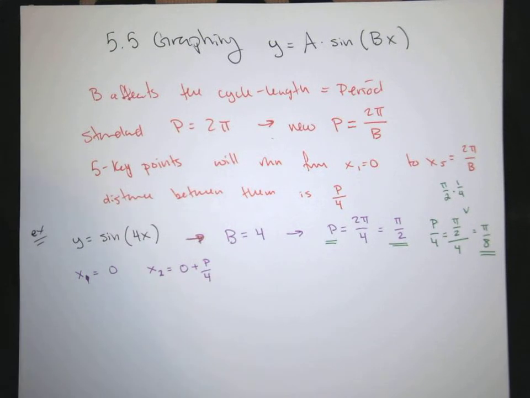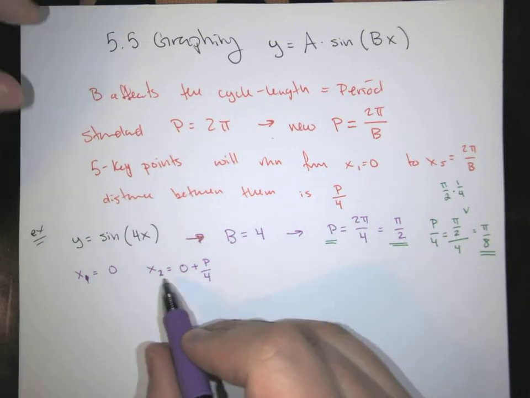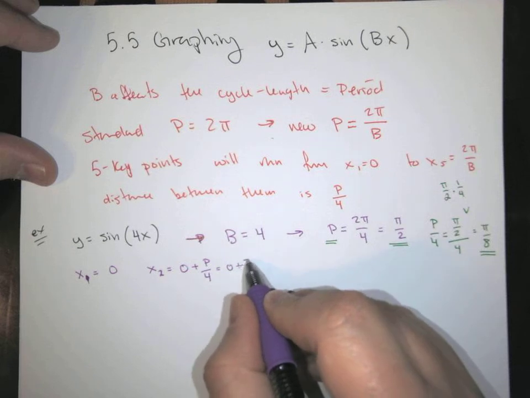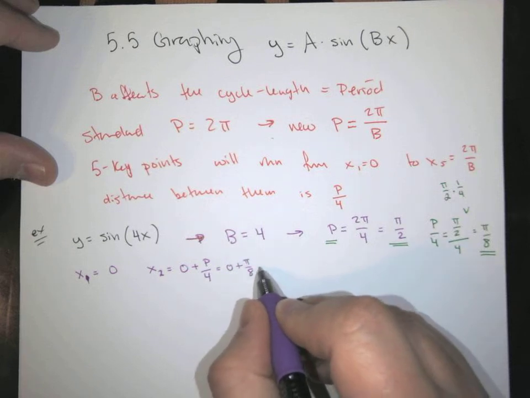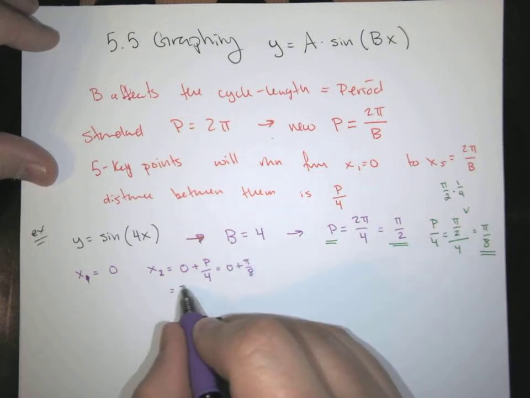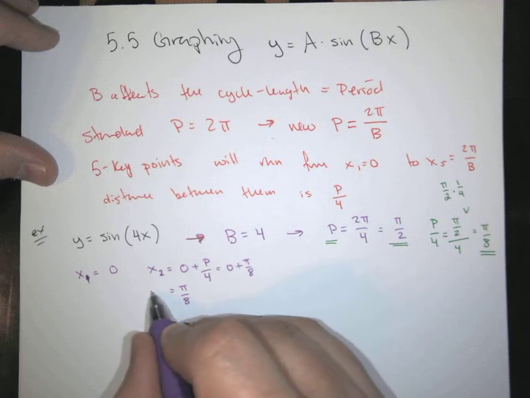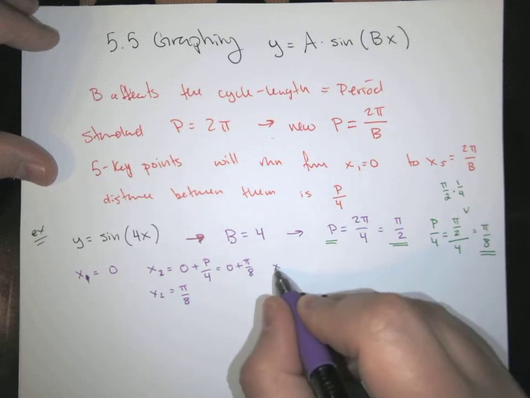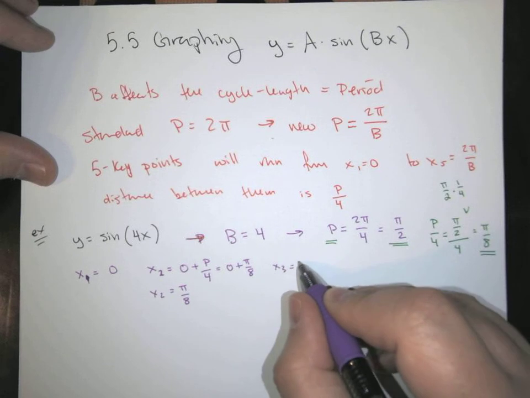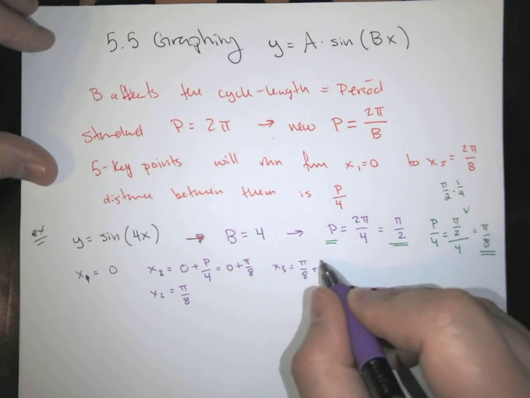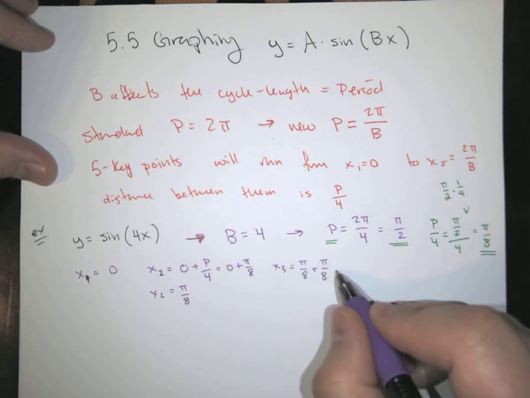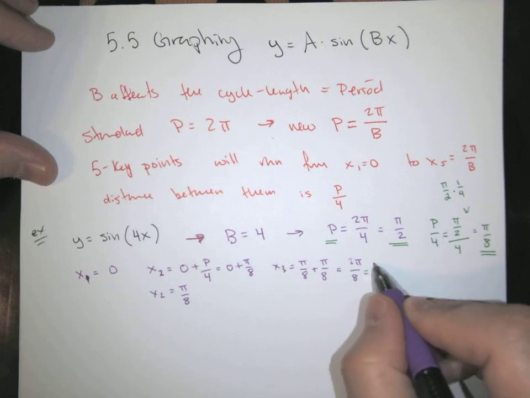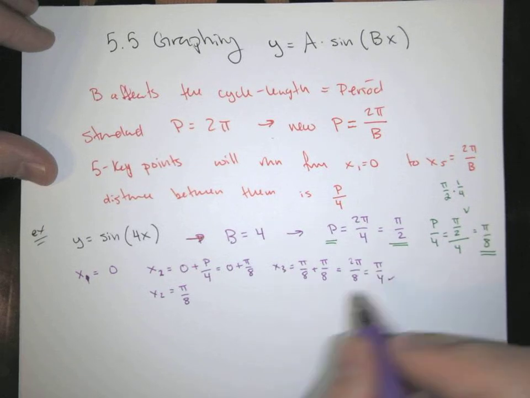So underneath, this is 0 plus pi over 8. So that means my x2 value is going to be pi over 8. For x3, I'm just going to take the previous one, and then we'll add again. So that would be 2 pi over 8, which would be pi over 4.